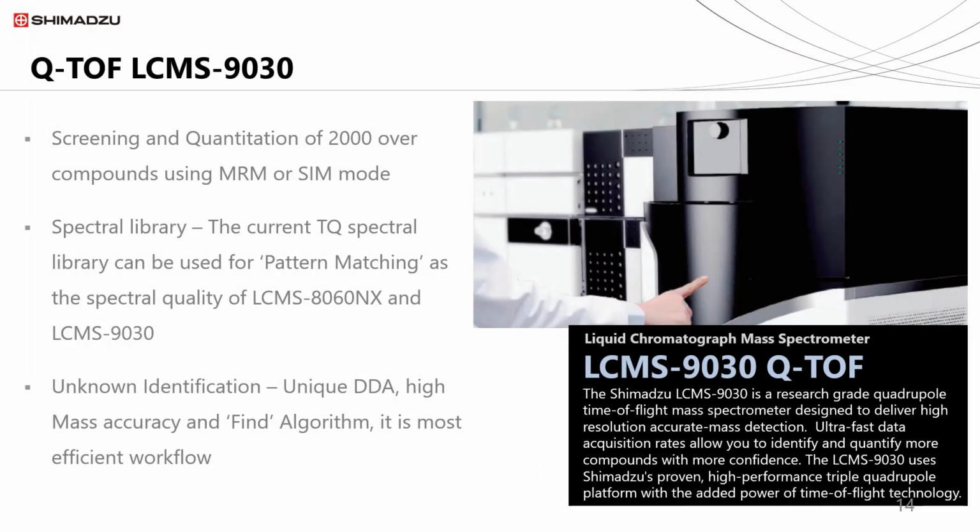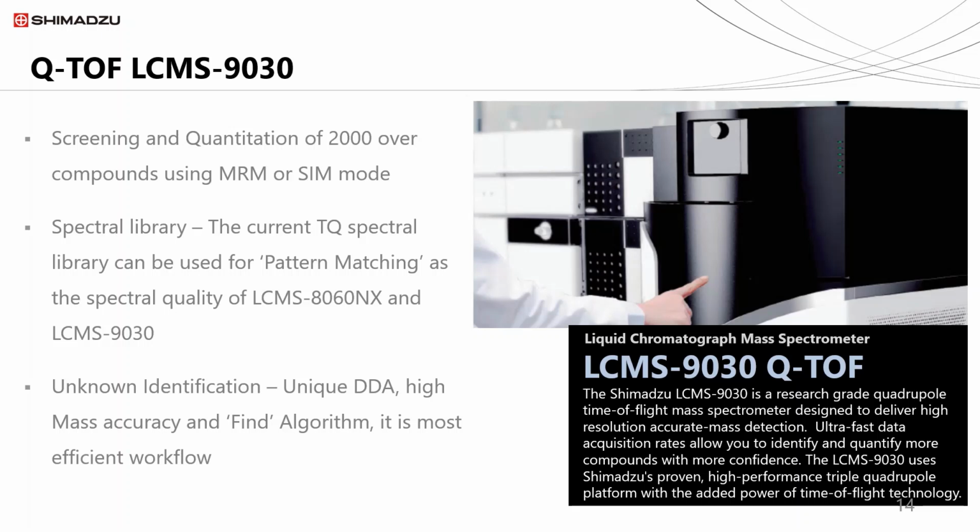The Q-TOF LCMS 9030 is a quadrupole time of flight detector. Q-TOF basically comes in the category of high resolution mass spectrometry. Q-TOF has an ultra-fast acquisition rate, which allows you to identify and quantify more compounds with more confidence. Q-TOF is used for screening and quantification of more than 2000 compounds.